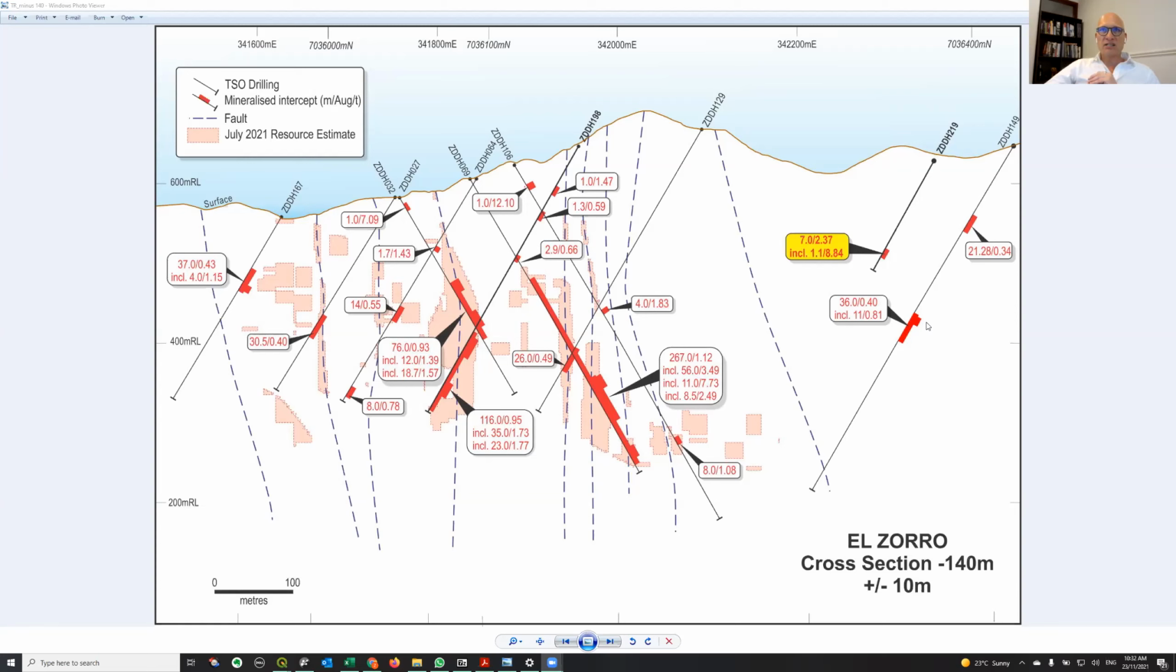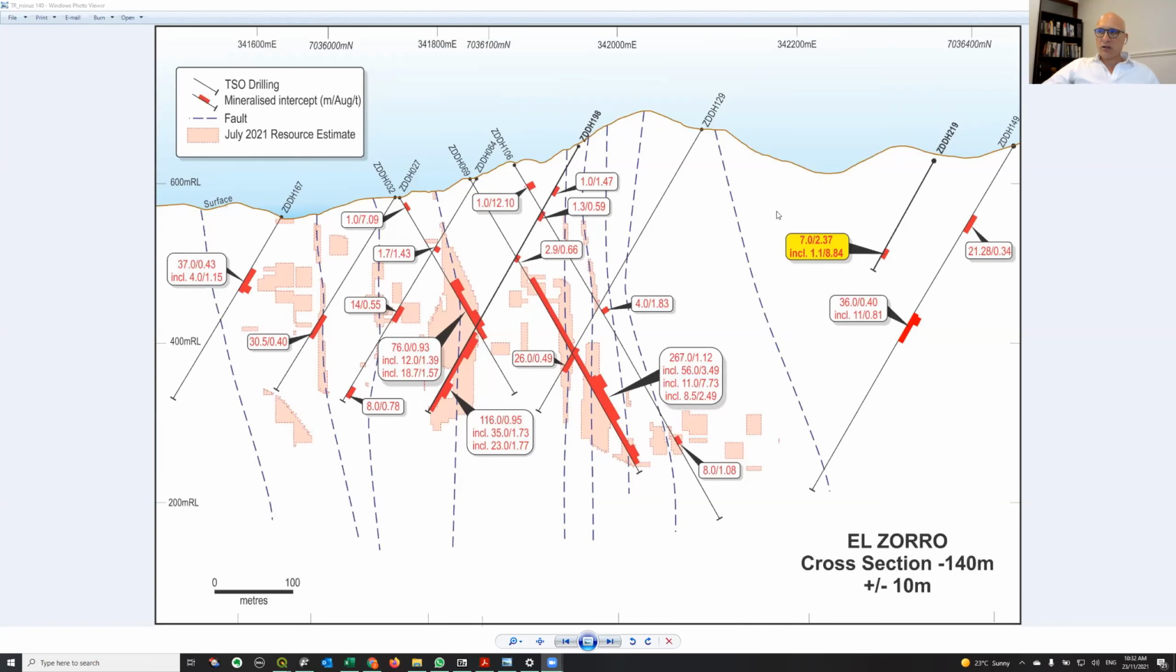Why I say it's a good add-on is that our proposed pit is going to push out here, and instead of having to grab waste from out here, it's now going to have mineralisation to pick up. What that's going to allow us to do is take the bottom of the pit lower, because it'll reduce the overall stripping ratio.